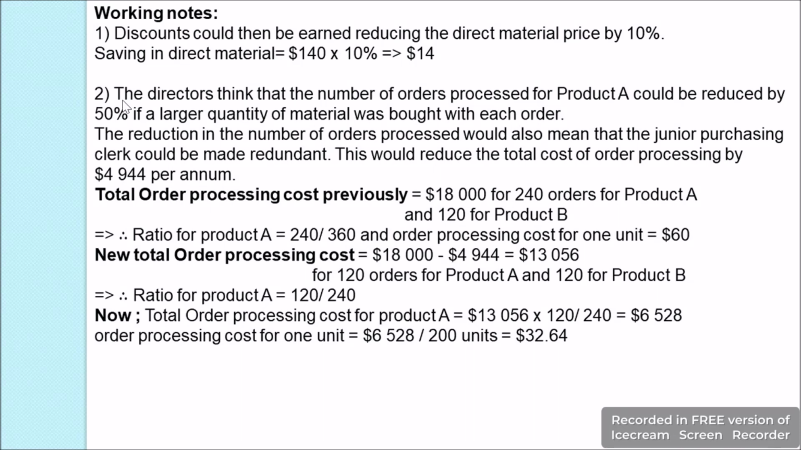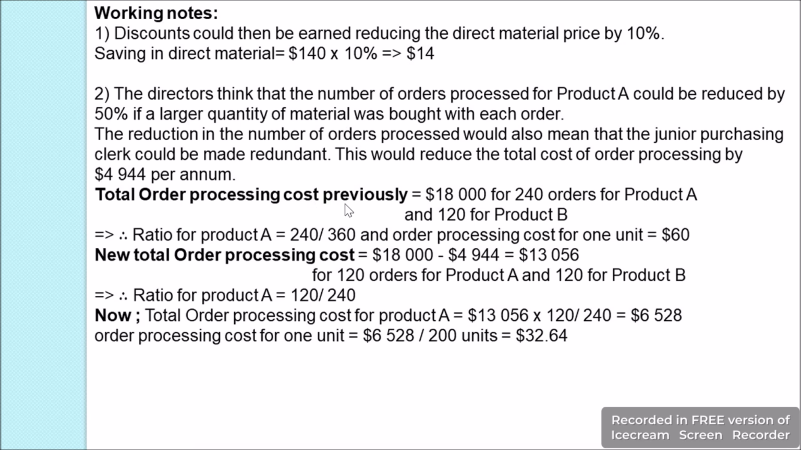Then we have further information that the directors think the number of orders processed for product A could be reduced by 50% if a large quantity of material was bought with each order. Furthermore, the reduction in the number of orders processed would also mean that the junior purchasing clerk could be made redundant. This would reduce the total cost of order processing by $4,944 per annum.